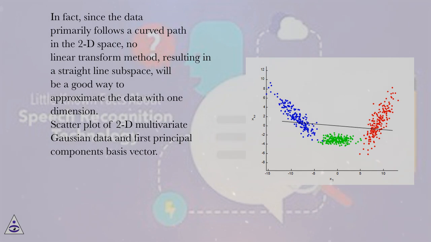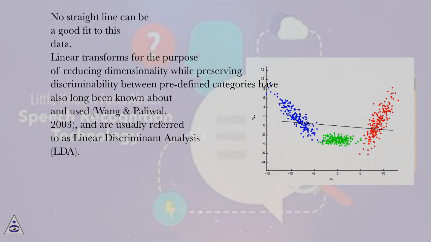Scatter plot of 2D data with the first principal component's basis vector. No straight line can be a good fit to this data. Linear transforms for the purpose of reducing dimensionality while preserving discriminability between predefined categories have also long been known about and used, Wang and Paliwal, 2003, and are usually referred to as Linear Discriminant Analysis, LDA.